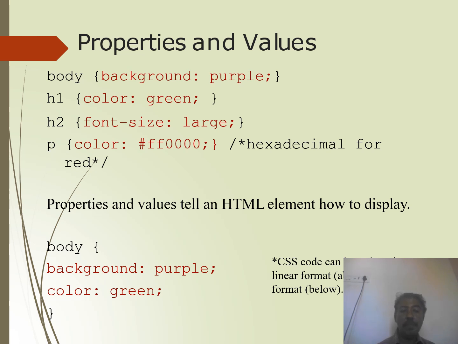This is another selector, P, color, colon. In this we have a hexadecimal value. This is the hexadecimal value representing red color. Therefore, each and every code represents some color. Then properties and values tell the HTML how to display. Therefore, body, background, then purple, then color green. Therefore, that's how the HTML is displayed.